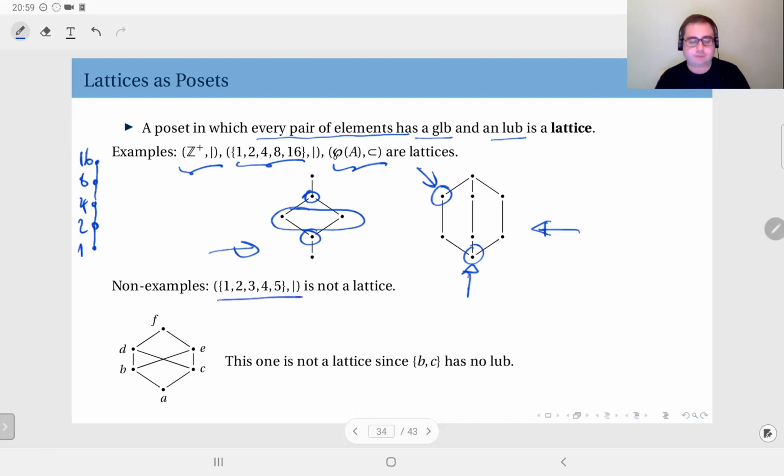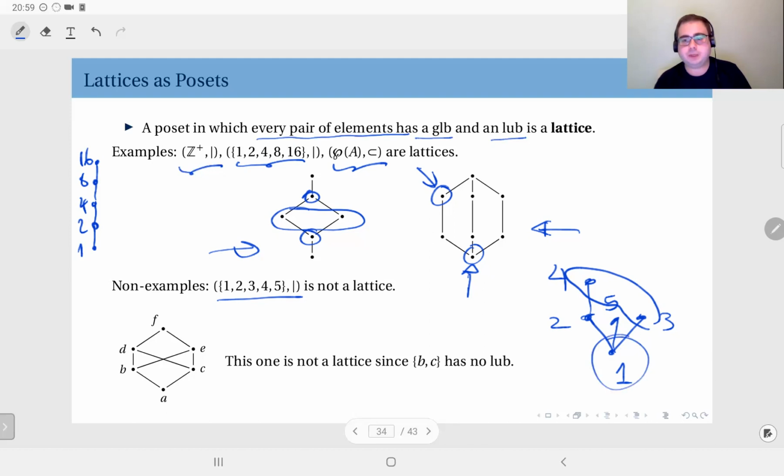For instance, 1, 2, 3, 4, 5 with the relation divides is not a lattice. If you draw the Hasse diagram, 1 is at the bottom, and you have 2 here, 3 here. 2 and 3 are incomparable. 2 is related to 4, and you also have 5, like so. If you take 3 and 4, you have a greatest lower bound, which is 1, but you do not have a least upper bound. You do not have an upper bound for these two. Therefore, this is not a lattice. Or take this one for instance, the Hasse diagram given here.